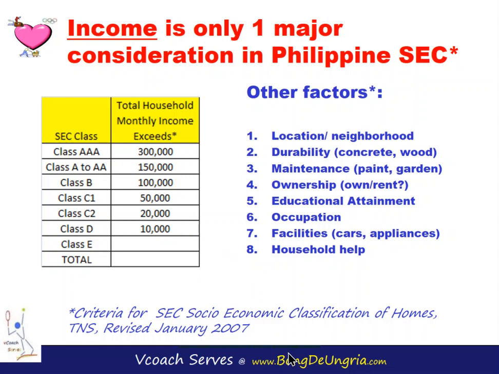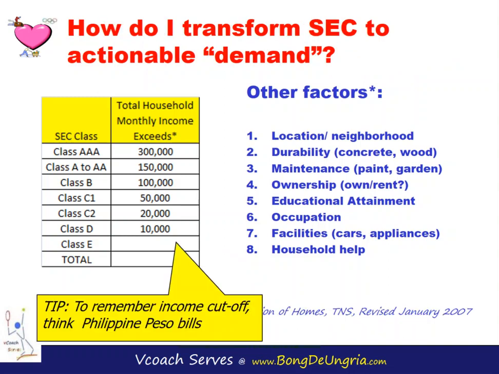There's one tip though to remember these classes. Once upon a time, I used to remember this through the Philippine peso bills. So the 10 peso bill, the 20, the 50, the 100. Of course, we don't have the 150 and 300, but remembering the B to D is enough reason for you to consider, okay, the classes can easily be remembered in relation to the Philippine peso bills.